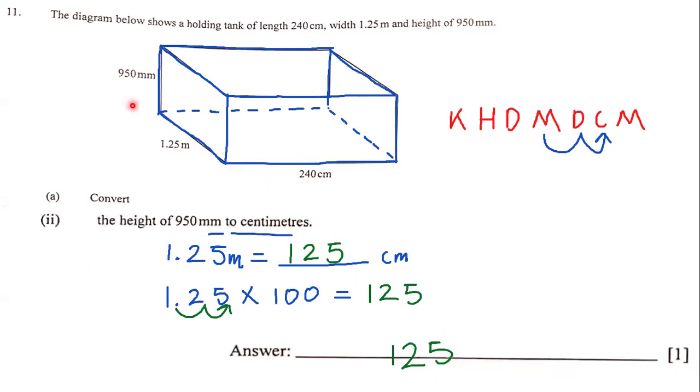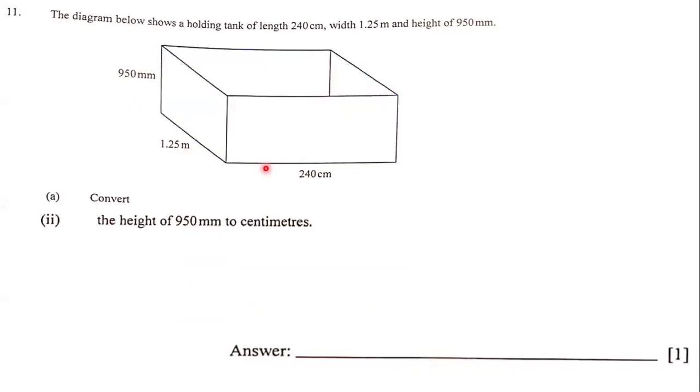So our goal, Jemiah. Jemiah, can you hear me? Yes, sir. So for this one, what is our goal? What is our objective for this one? You could read the question. The height. Convert the height of 950 millimeters to centimeters. Very good. We're going to convert the height of 950 millimeters to centimeters.